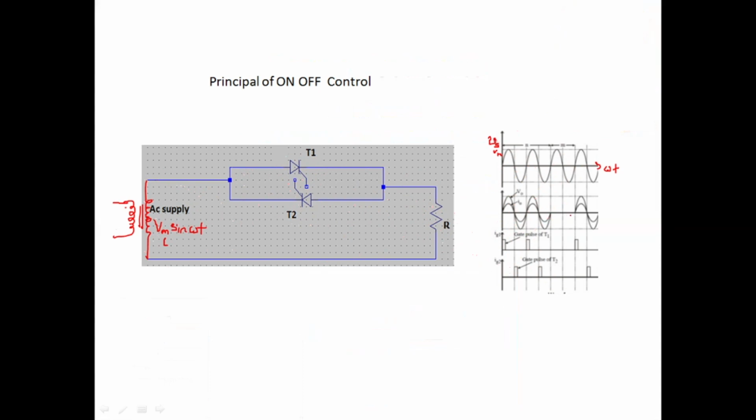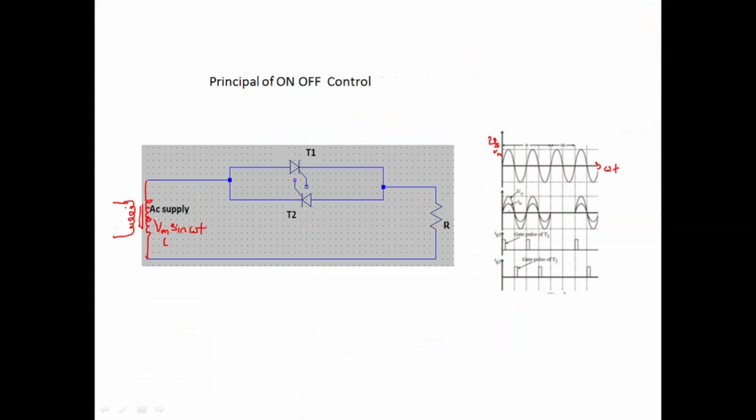Again in the next cycle, we have not applied any pulses to T2. So this is acting like an open switch. So the load is not connected to the source. So the load is not receiving any voltage. That's the reason there is no voltage across the load.